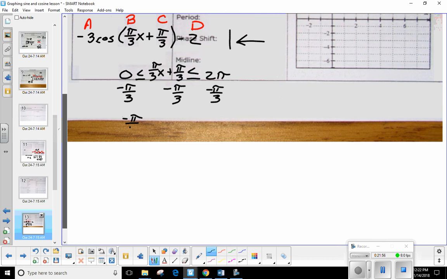So that's negative pi over 3, less than or equal to pi over 3x, less than or equal to, well, now I need 2 pi minus pi over 3. Let's see here. I'm going to put 2 pi over 1 minus pi over 3. Well, common denominator would be what? 3. So it looks like that would give me 6 pi over 3 minus pi over 3. That would give me 5 pi over 3.